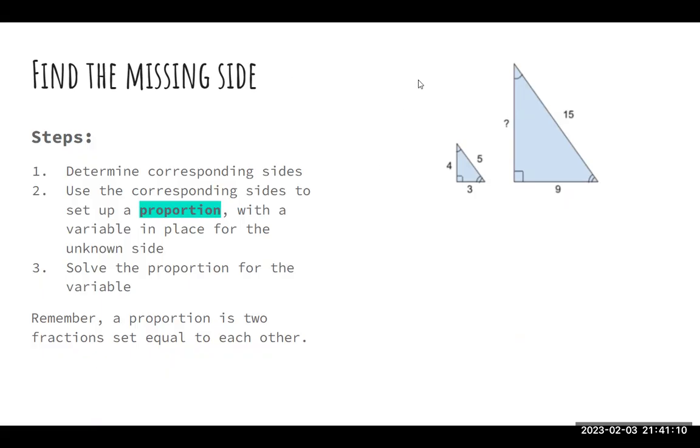So let's take a look here and let's find our corresponding sides. Well, one thing we can look at is these angles. We can easily see, because the orientation is the same, which sides are corresponding, but sometimes it's not always like that.